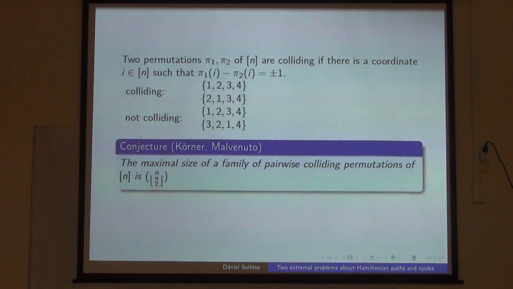So the upper bound is trivial by the following observation. If you're looking at a coordinate, you can only have a collision if you see numbers with different parity. An even number can't collide with an even number because the difference is divisible by 2. So the maximal possible number of pairwise colliding permutations is the maximal possible number of so-called parity patterns of a permutation. You have to choose the position of the even numbers, and if you choose it for two permutations with the same places, those cannot collide.